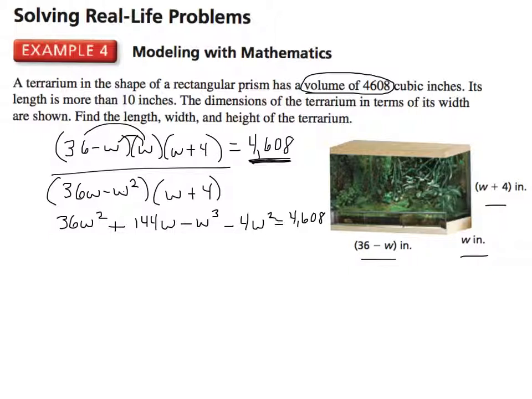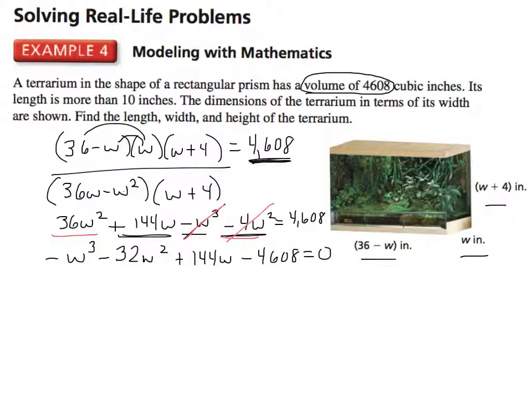I have to get everything equal to 0, and in standard form. So first would be negative W to the third. Then I would combine 36W squared minus 4W squared. That gives me minus 32W squared. Then I would have plus 144W. And then if I bring over the 4,608, that gives me minus 4,608 equals 0.